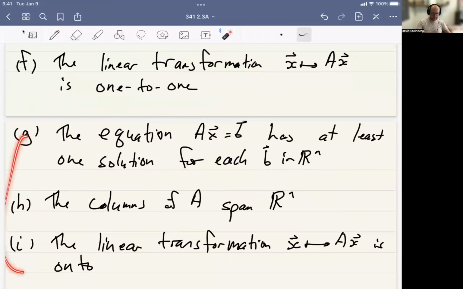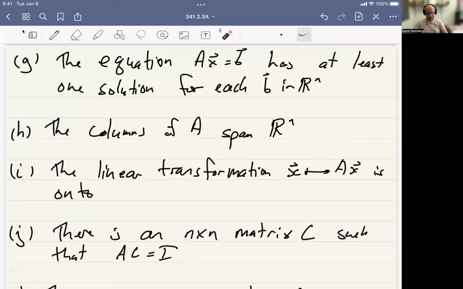These three are all related outside of this theorem, but what's surprising is that the transformation being onto and the transformation being 1-to-1 are equivalent for an n by n matrix. That should be a little bit surprising. And there's more surprises.